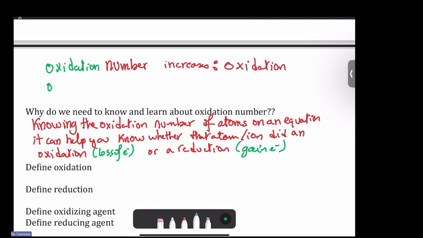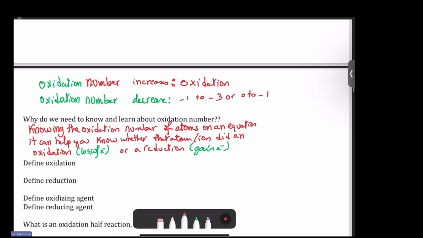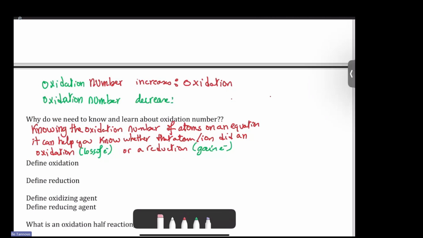And if the oxidation number decreases, like for example from -1 to -3, or 0 to -1, that's a decrease, or +3 to 0, that's a decrease, we say that the substance got reduced. Reduced. Okay? And we will see this in the coming examples.